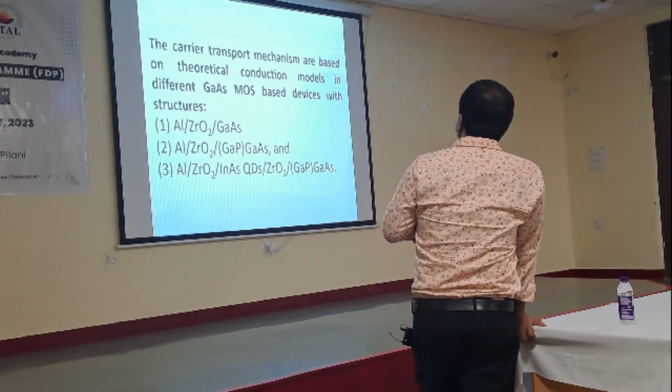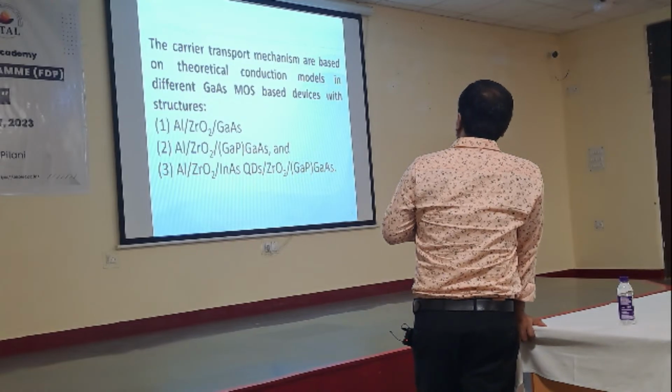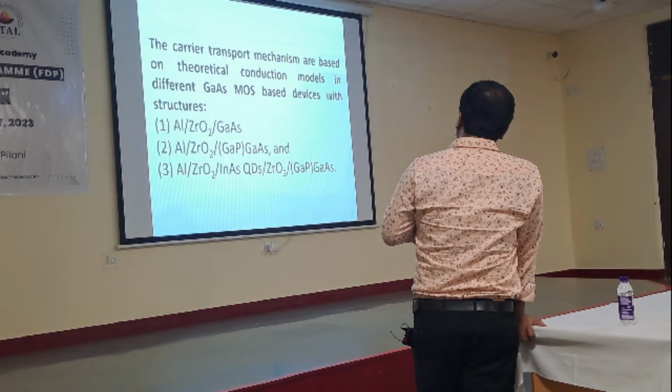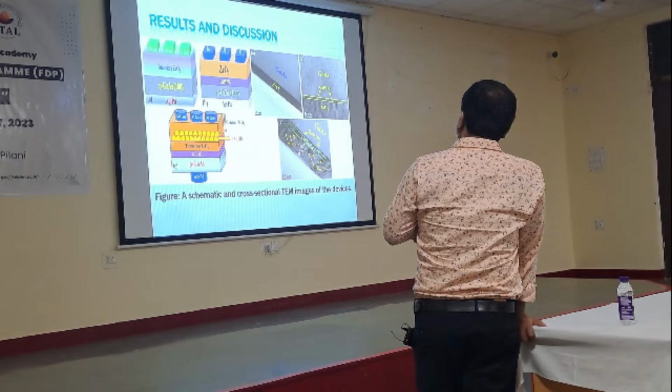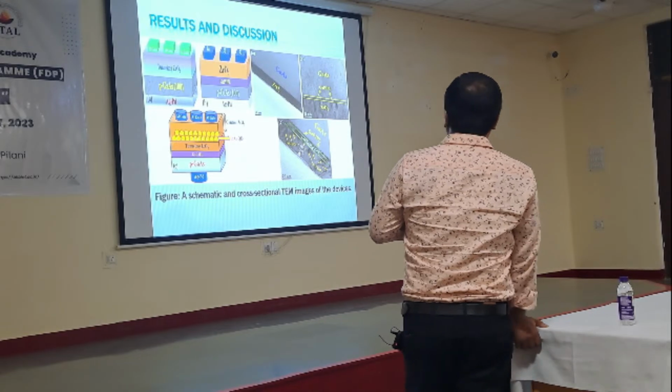Why? Because of the theoretical conduction model, to determine the conduction mechanism in all the devices. First of all, here no passivation layer is there, and in the second case a gallium arsenide passivation layer is there. In the third case, along with this, the only extra layer is your quantum dot. In all devices, how your electron transport is taking place is actually the main study here. Here no passivation layer is there, here a passivation layer is there, and here along with the passivation layer the quantum dot is present. How electron charge transport is taking place, that I have studied here.